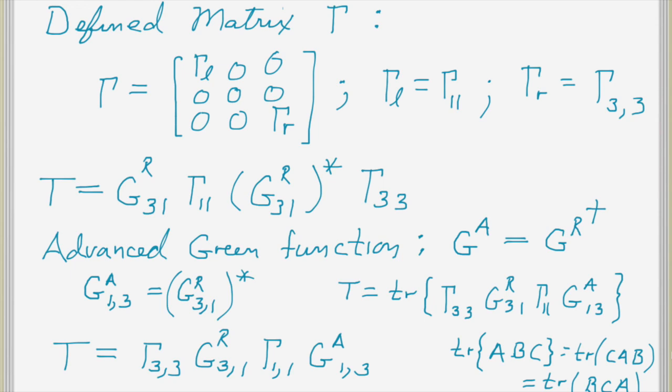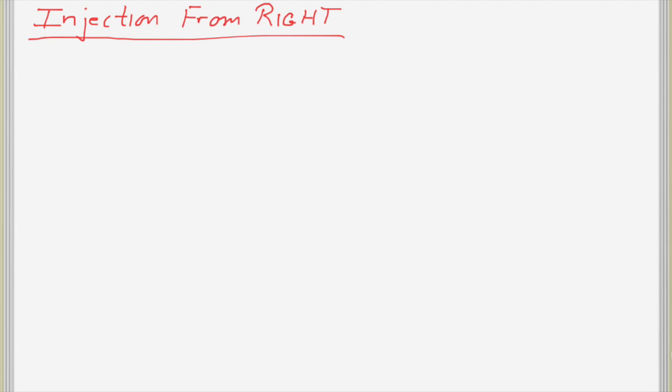So this is our transmission coefficient. So this was all for injecting. So far we've been considering the case where we've been injecting from the left. Everything so far has been injecting from the left. And now let's look at injection from the right. Because this is going to give you the most famous expression of all, what's called the Fisher-Lee form for the transmission coefficient.